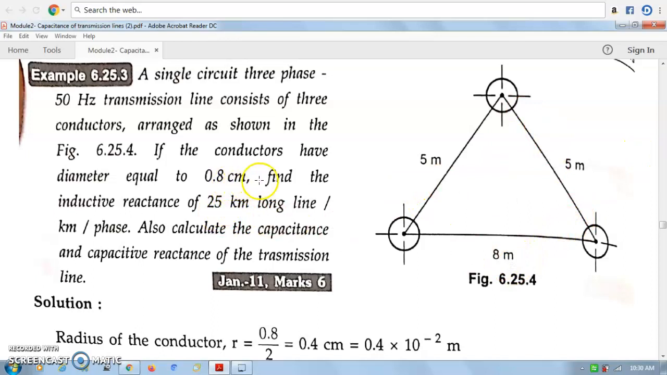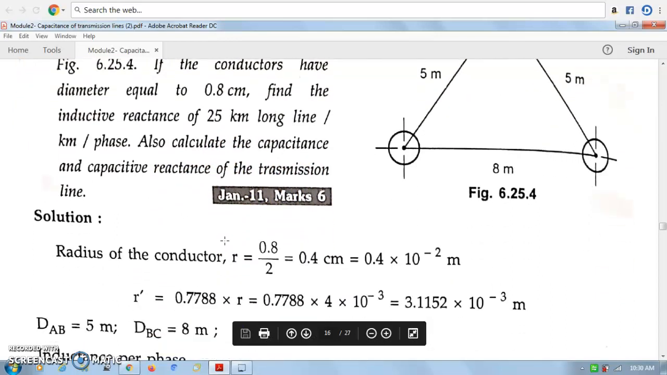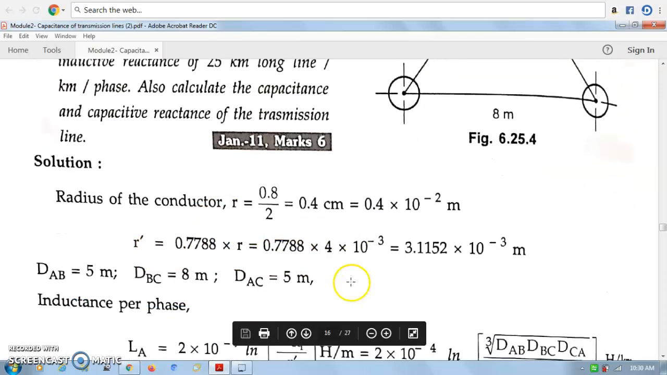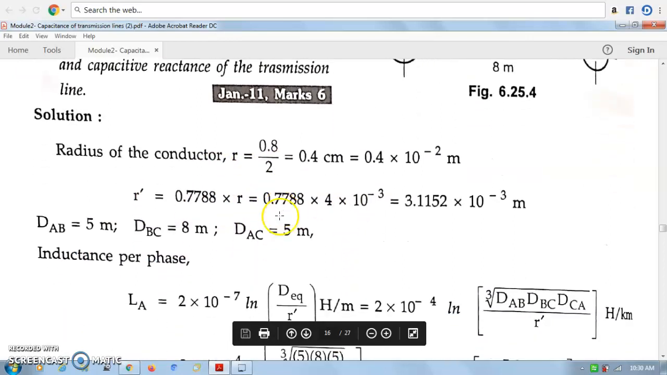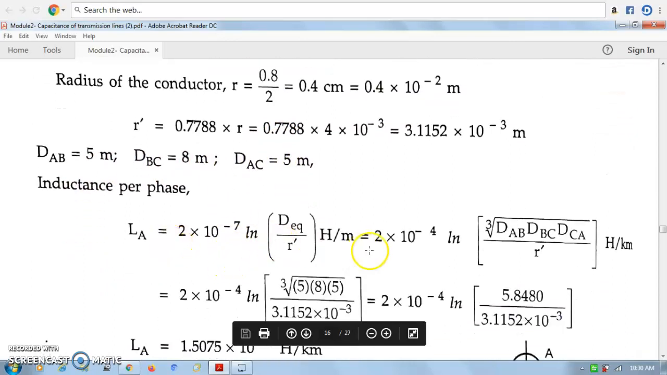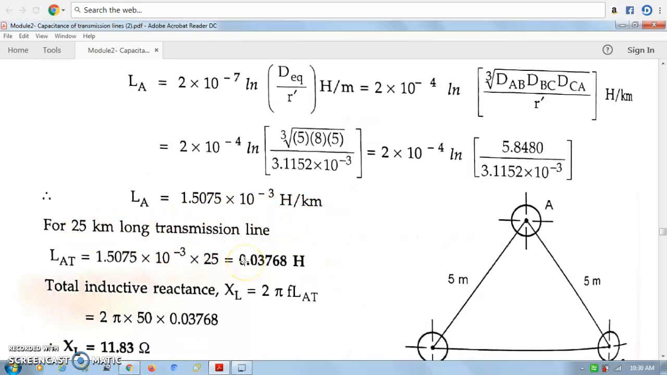Next, they have given here different spacing, 5 meter, 5 meter and 8 meter. They have given diameter 0.8. Inductive reactance, they have given 25 kilometer long, per kilometer per phase. Calculate the capacitance and capacitive reactance of the transmission line. Here they have asked both inductance and also capacitance. For the inductance, you have to find the R dash. You know that 0.778 into R dash for the inductance, R for the capacitance. DAB, BC, CA are given. Find the equivalent. For the inductance, use the formula, find the LA. For the 25 kilometer long transmission line, multiply 25 over the transmission line length.